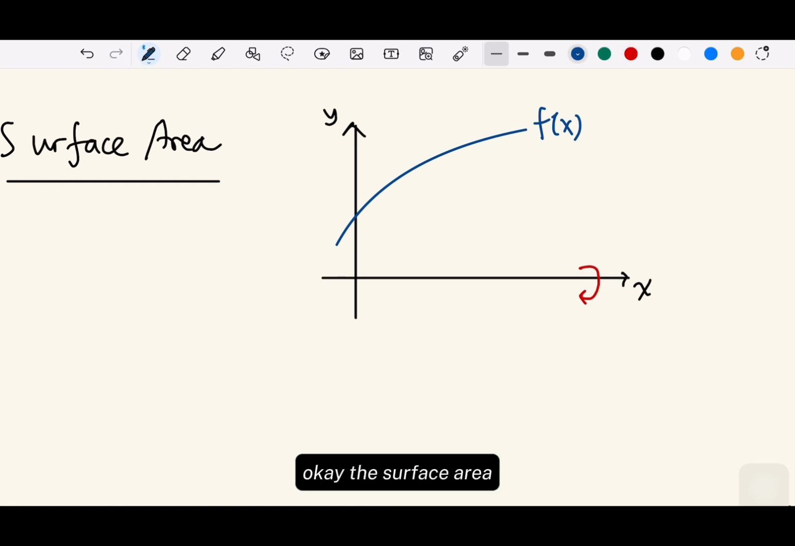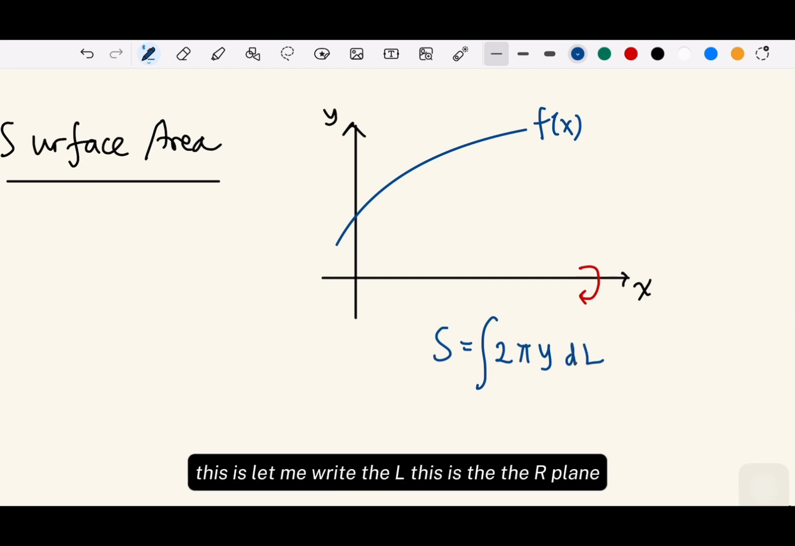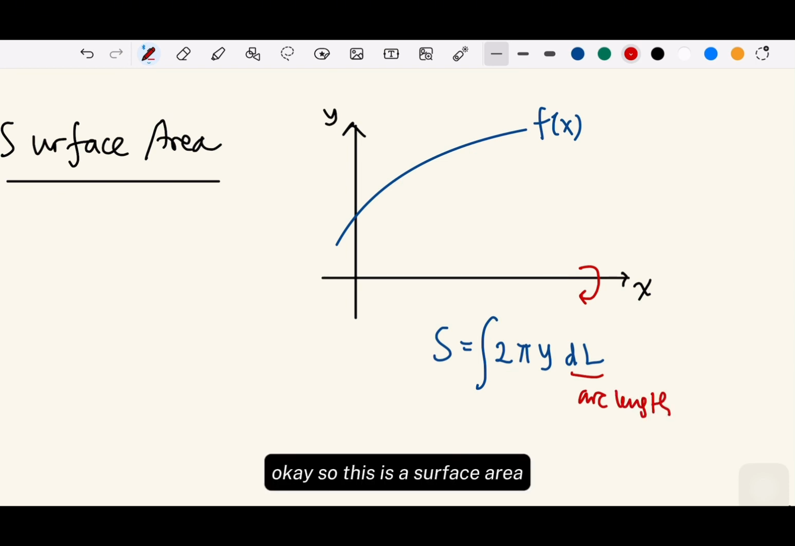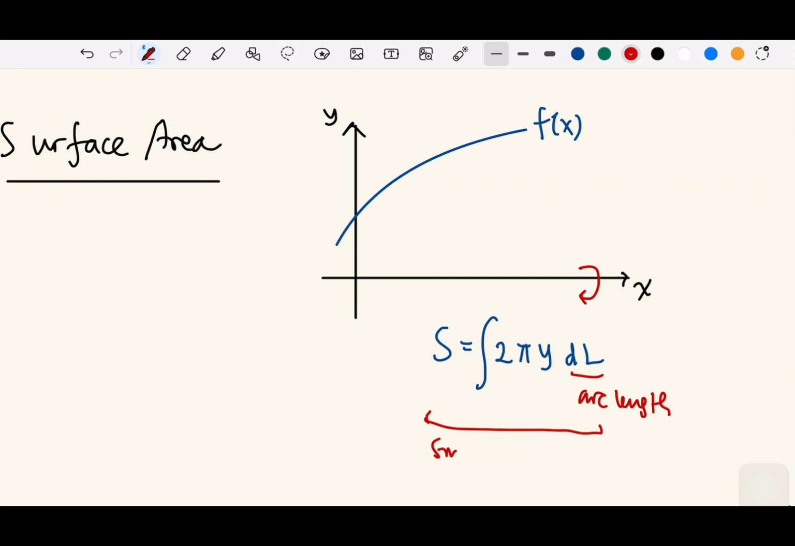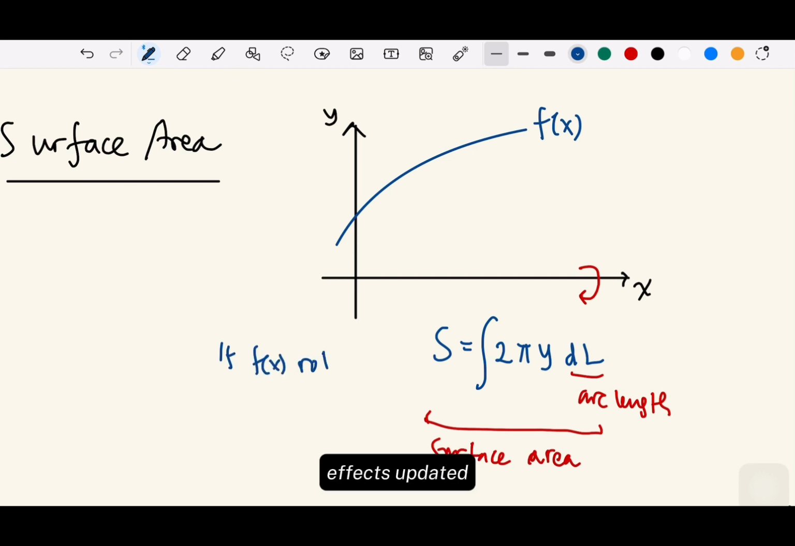okay, the surface area is the integration of 2 pi y. This is, let me write dl, this is the arc length. Okay, so this is the surface area. Okay, so this is if f of x is rotated about the x-axis.